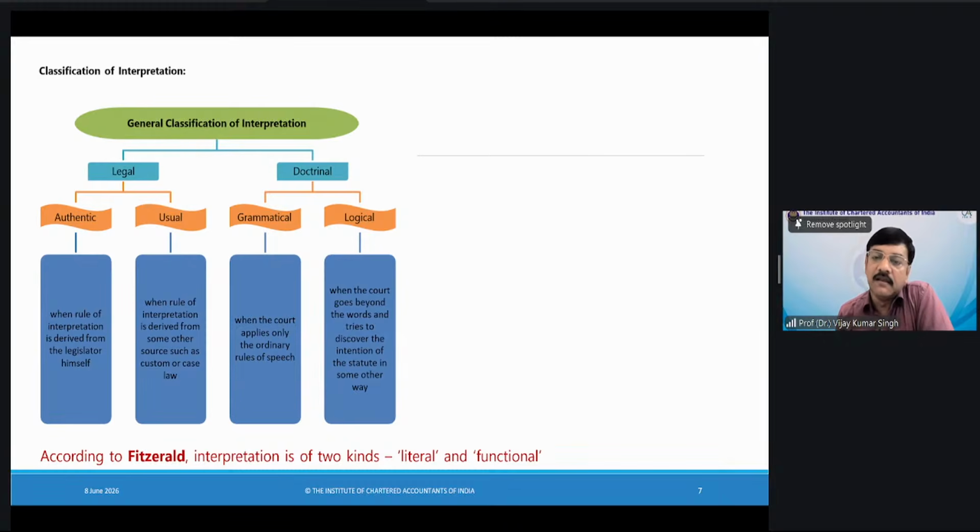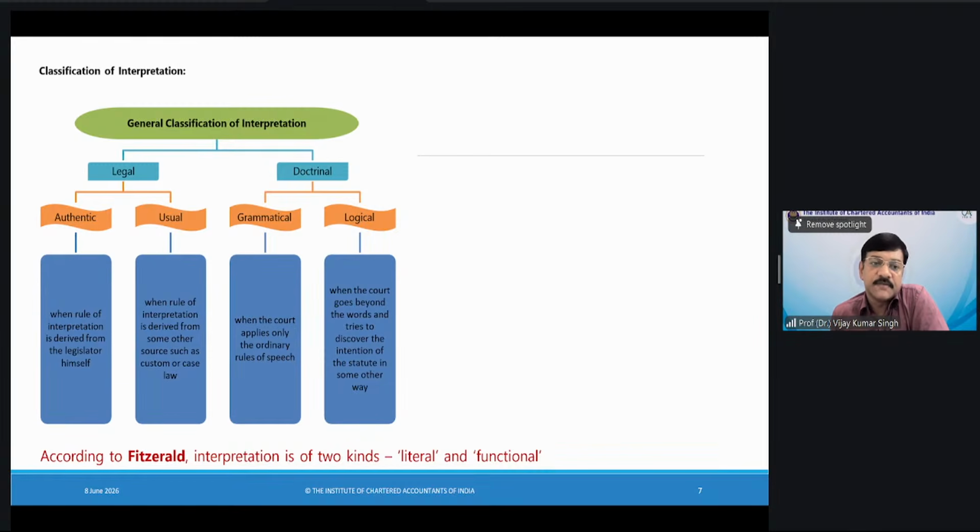So when I say legal, interpretation can be authentic or it can be usual. Interpretation is authentic when the rule of interpretation is derived from the legislator himself, right? For example, the legislator has made a law and it interprets or explains it, giving the explanation clearly itself. That will be an authentic interpretation.